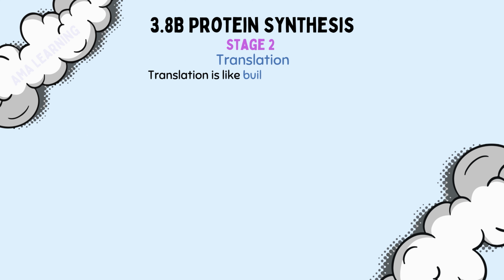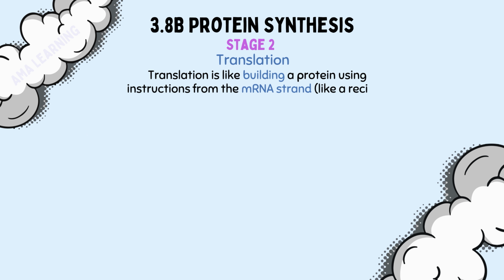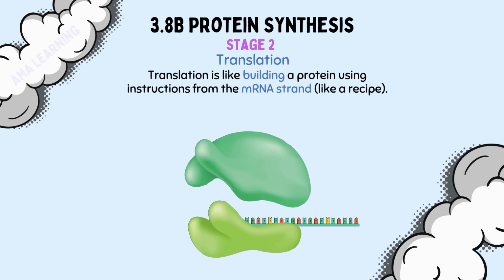Translation is like building a protein using instructions from the mRNA strand, like a recipe. Here's how it works. The mRNA, messenger RNA, made in the previous step attaches to a ribosome. This is the cell's protein factory. The ribosome reads the mRNA instructions in triplets of bases called codons, which tell it which building blocks, amino acids, to use.